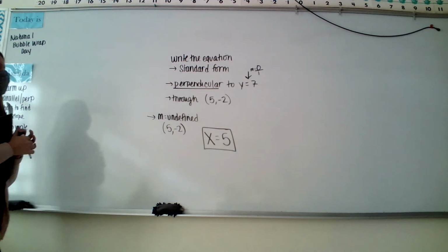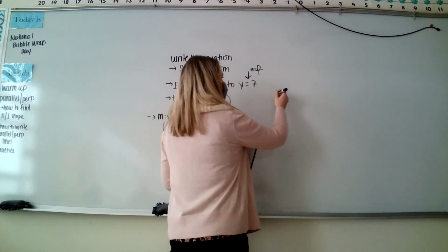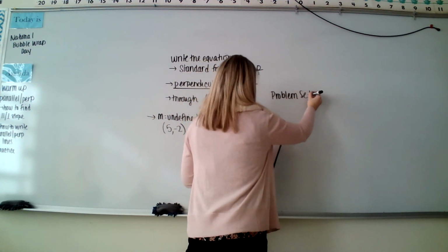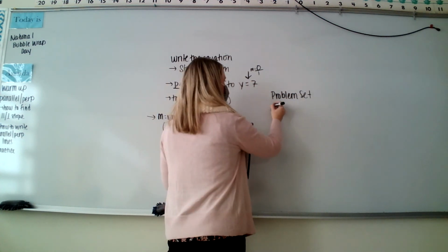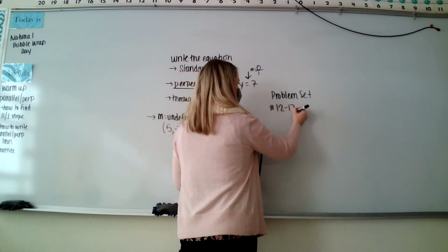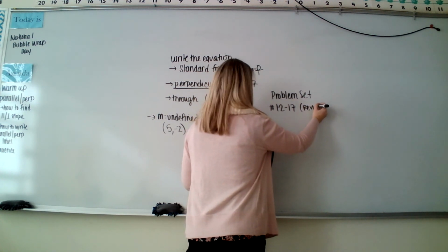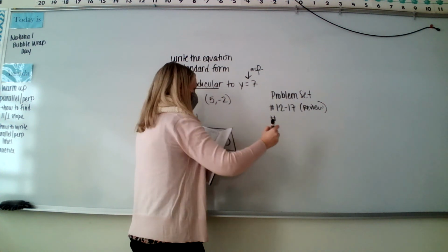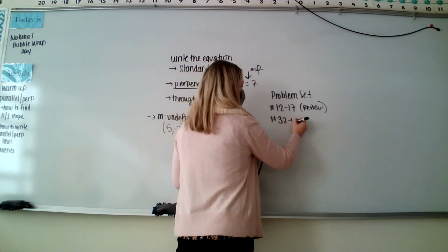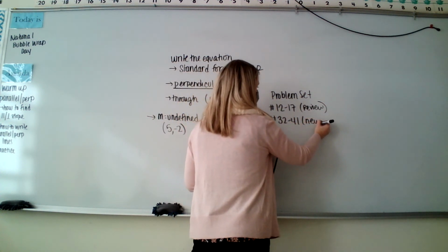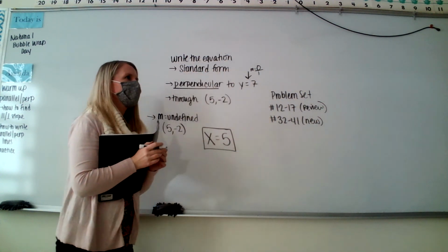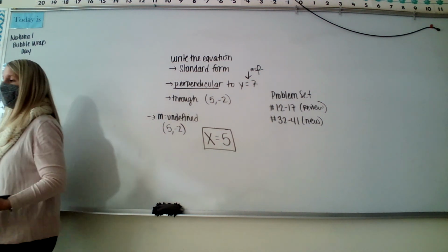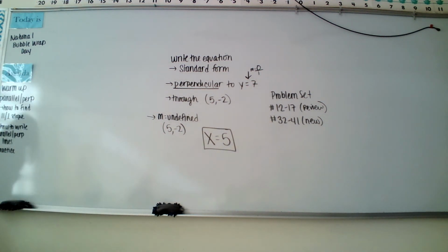So in our problem set, you have a few review problems. Numbers 12 to 17 are review, just making sure we're still good with everything, because we know we have another assessment coming up. And numbers 32 to 41 are the new concept for today, the parallel and perpendicular. We have a little bit of time, so you might be able to get it done. If you don't get it done, that's okay, but you need to get it done.